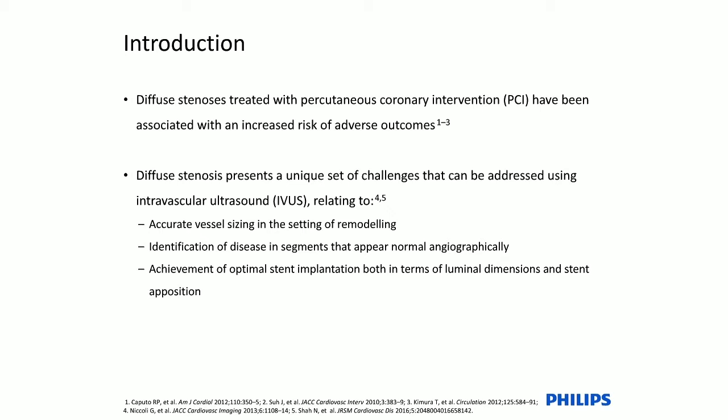And finally, it's of course very important to make sure that we have achievement of optimal stent expansion in terms of luminal dimensions and stent position in patients that have diffuse disease. And this is more complex because, of course, we are treating longer coronary segments, and that increases the possibility that in one of these particular segments we have failed in achieving adequate vessel expansion or apposition.